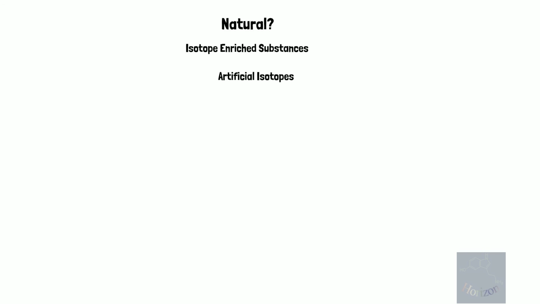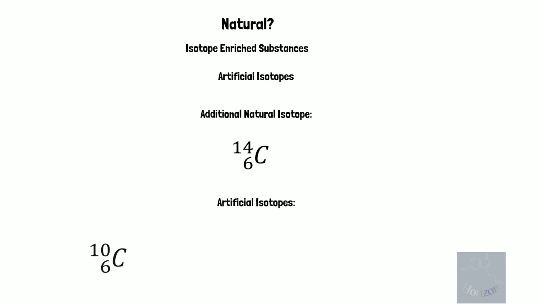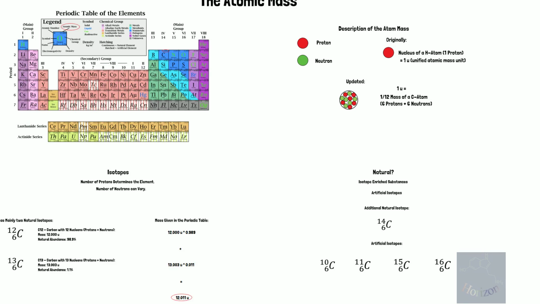For carbon, there's one additional natural isotope, C14, which is only found in really small amounts and is not stable but disintegrates. Additionally, we can produce the isotopes C10, C11, C15, and C16, but these are even more unstable than C14 and decay much faster. So, you see, there's not an infinite number of possibilities, but rather a really small number of isotopes, and the artificial ones are not stable.